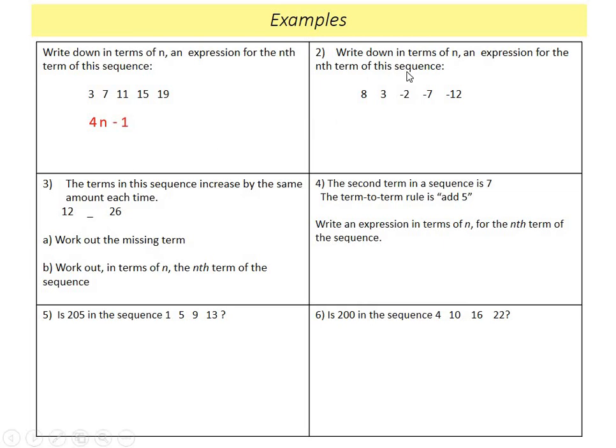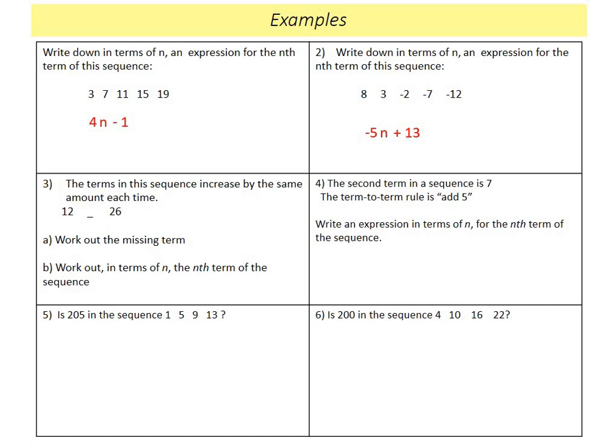Number 2, write down in terms of n an expression for the nth term of this sequence. 8, 3, minus 2, minus 7, minus 12. So what's happening in here is we are taking away 5. So I need to write that as minus 5 because I'm minusing 5 every time. I then put n after it, and then to get from minus 5 all the way back up to 8, I need to add 13.